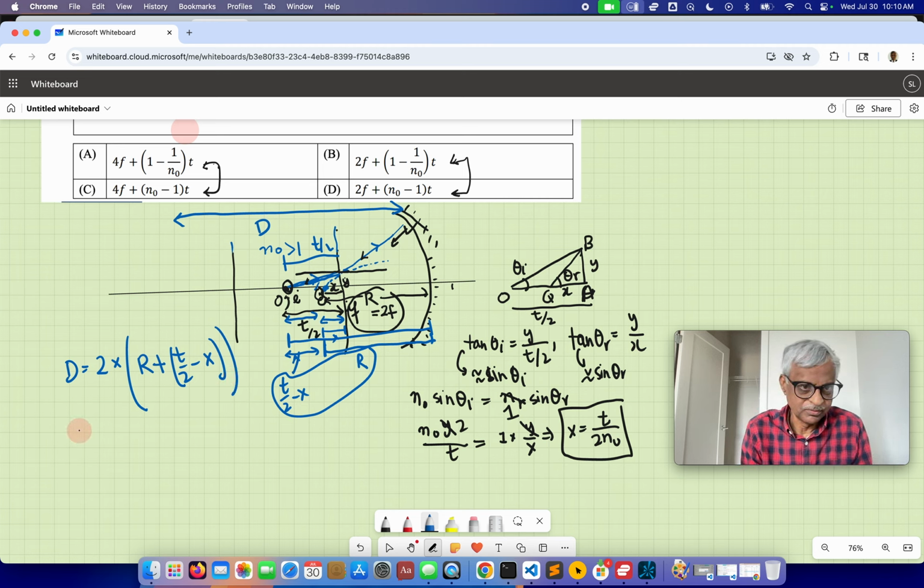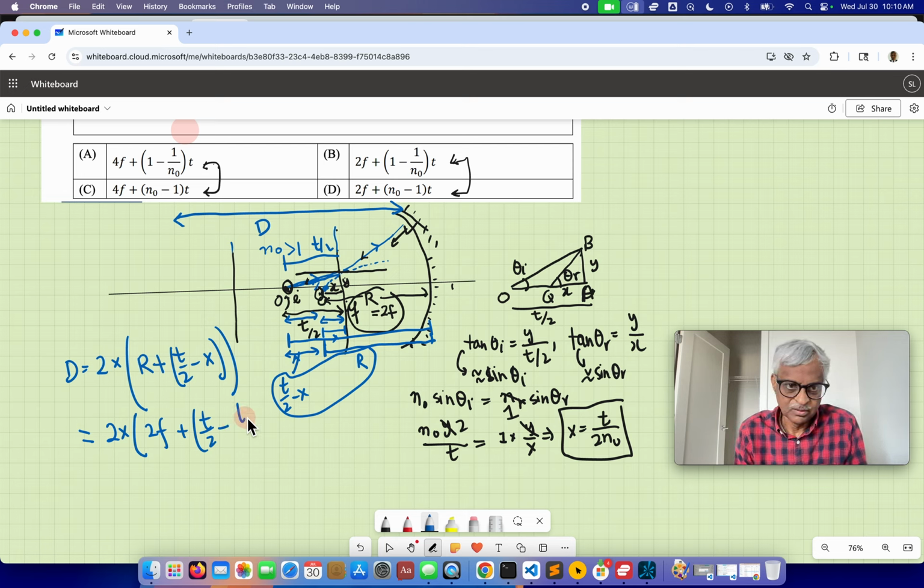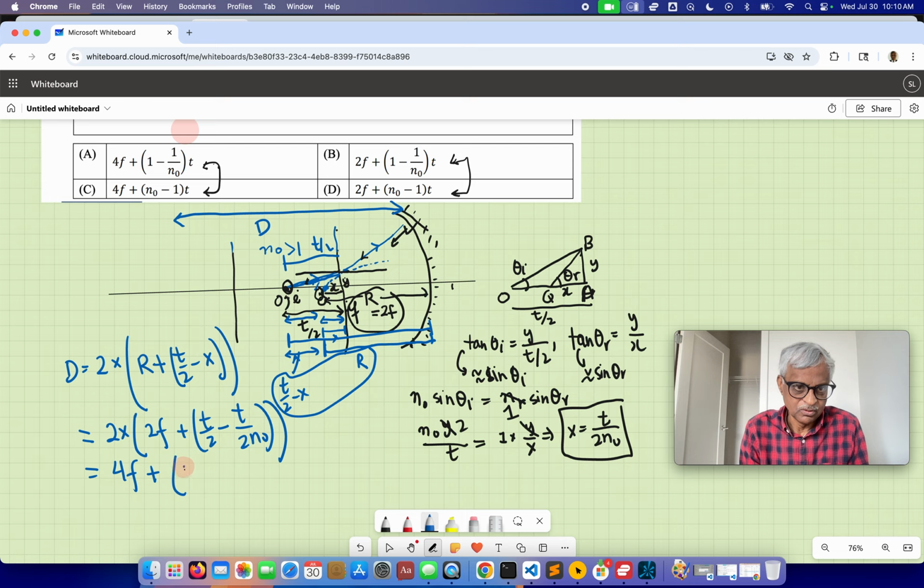Okay, so you have 2 times 2F plus T over 2 minus T over n0. So this becomes 4F. T common, 2 cancels out. 1 minus 1 over n0 times T. So this is not n0 minus 1 times T, but it's 1 minus. So this is correct. So A is correct.